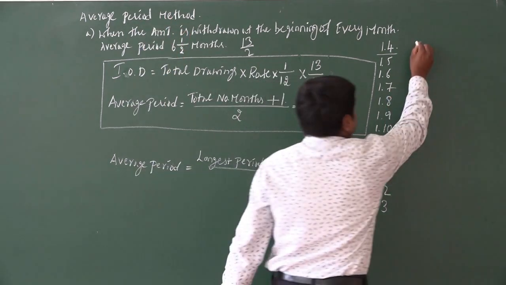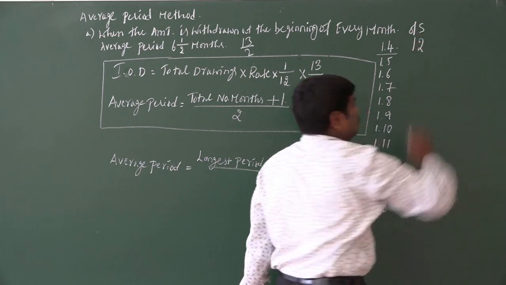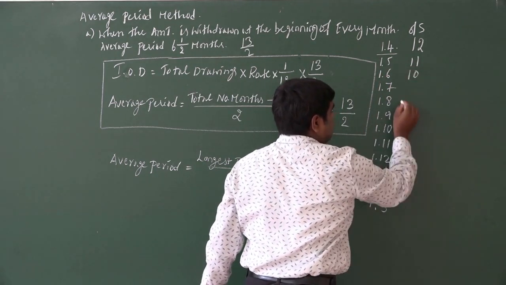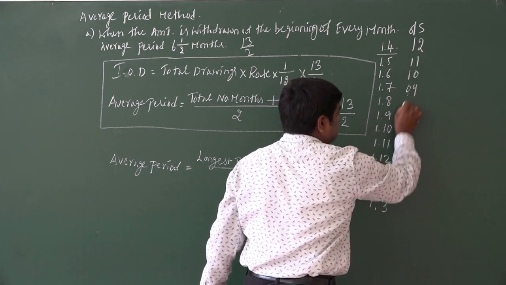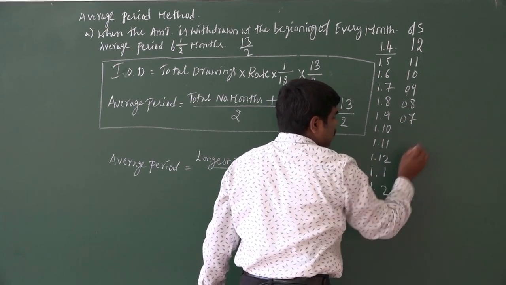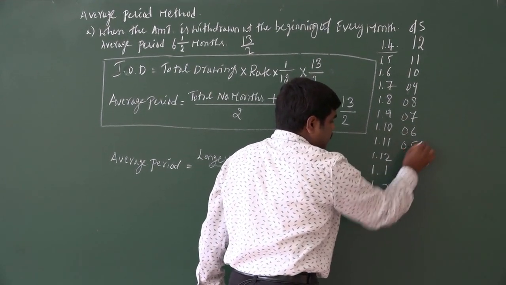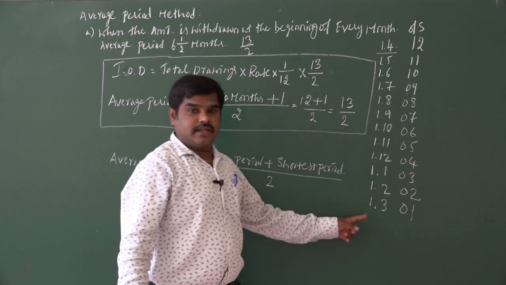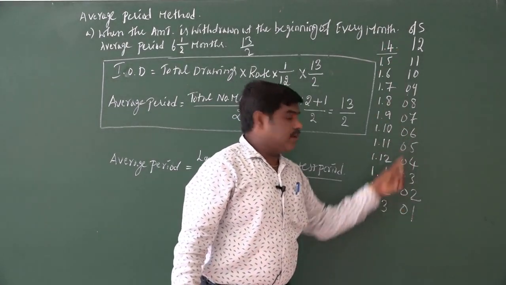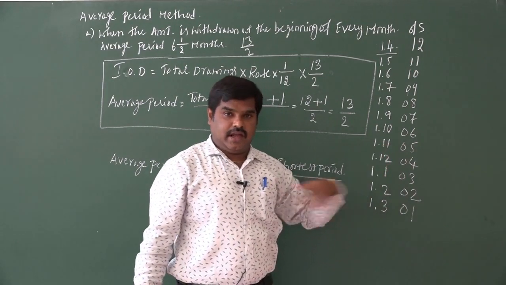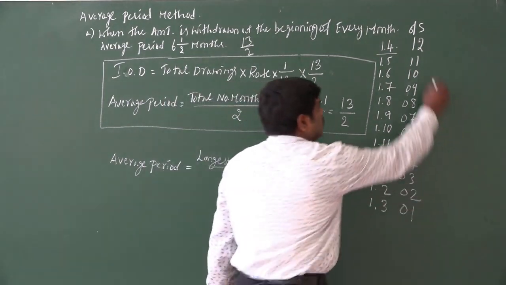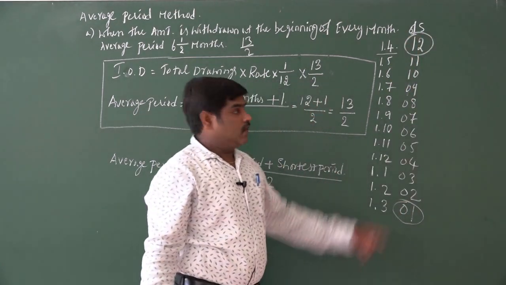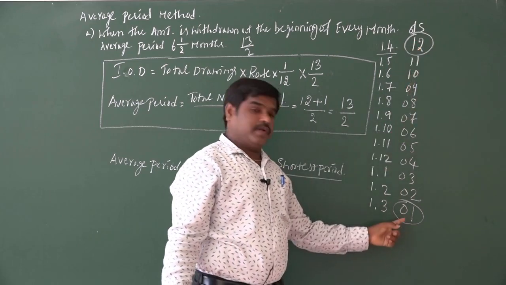So the outstanding period will be 12 months. Similarly, if we calculate the next one, 11, next 10, next 9, next 8, 7, 6, 5, 4, 3, 2, and the last will be 30 days, 1 month. So the number of outstanding months will go like this. I am taking an example. Now, what you have to do? This will be the longest period and this will be the shortest period. Longest period is 12, shortest period is 1.